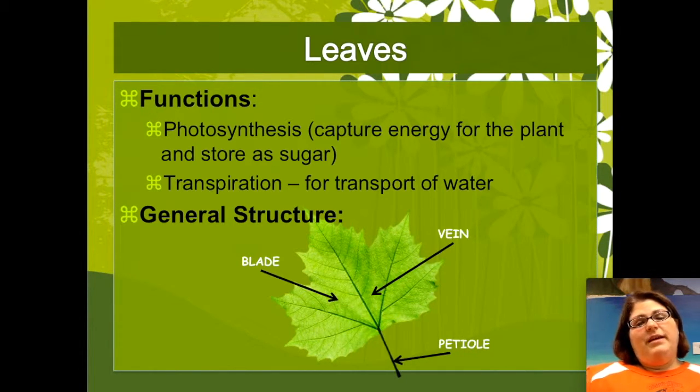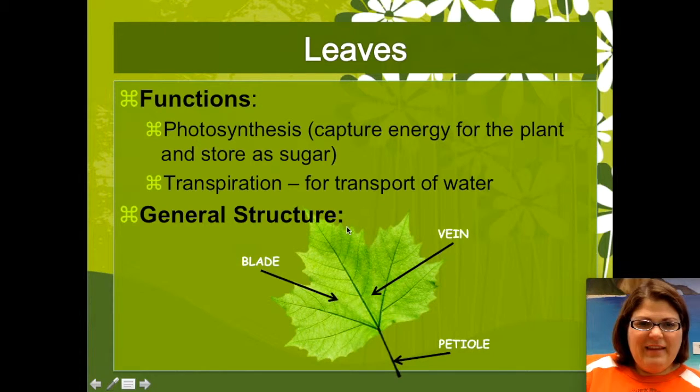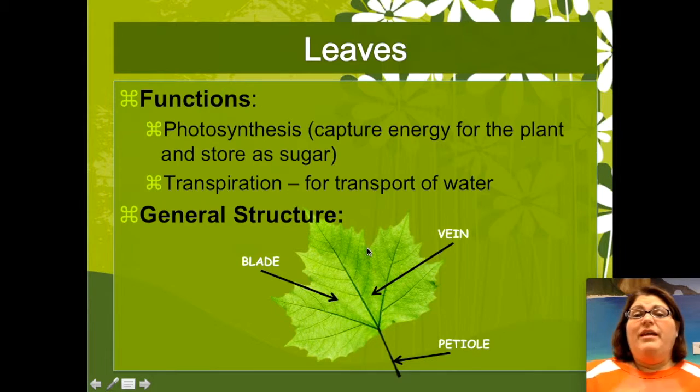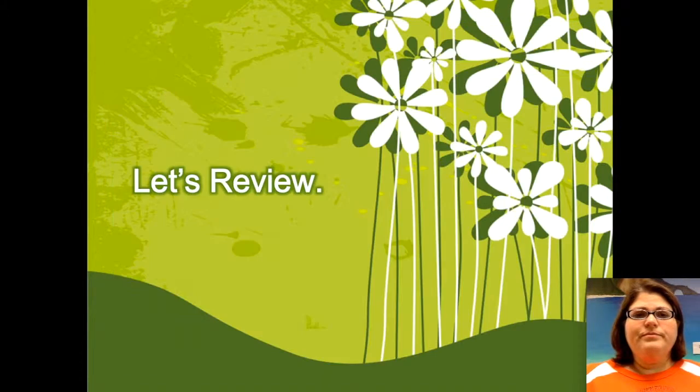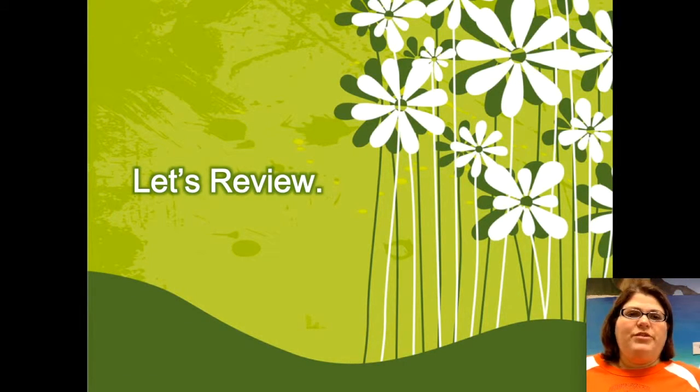When we classify plants, a lot of times we classify them based on what the blade of the leaf looks like, whether it has little teeth like this one does here on the edges, whether it's lobed, and how the vein pattern is. Let's take a minute and review general leaf information.